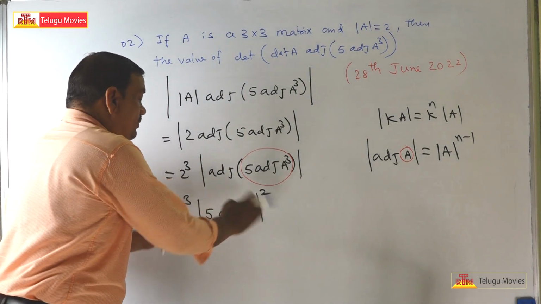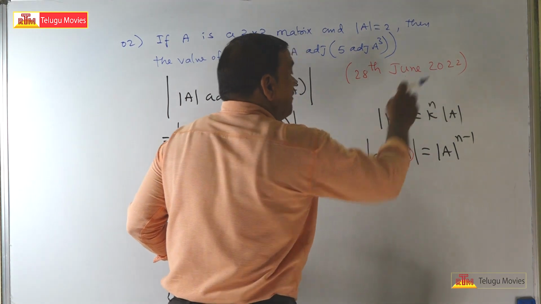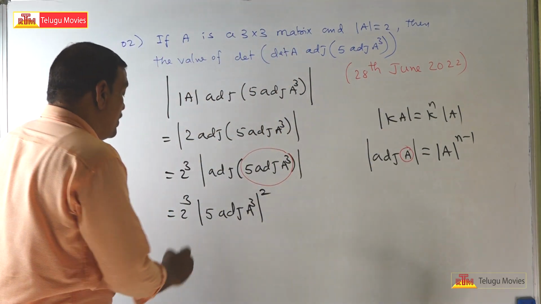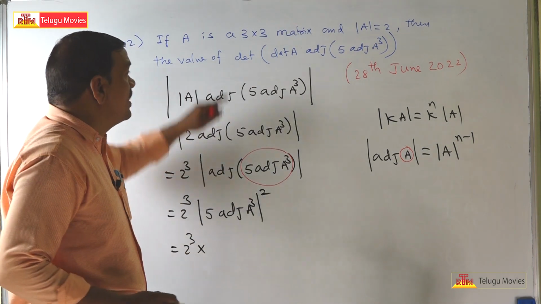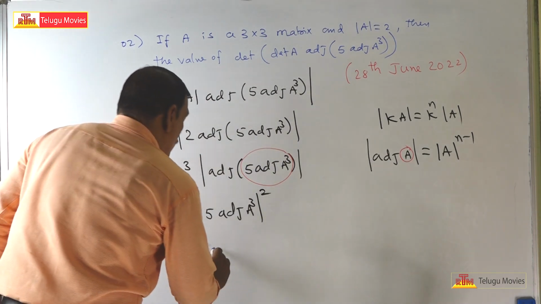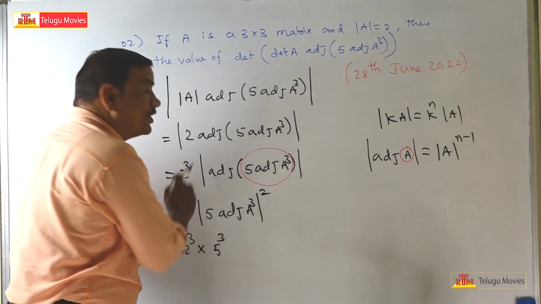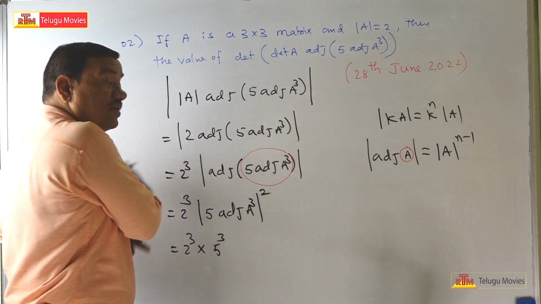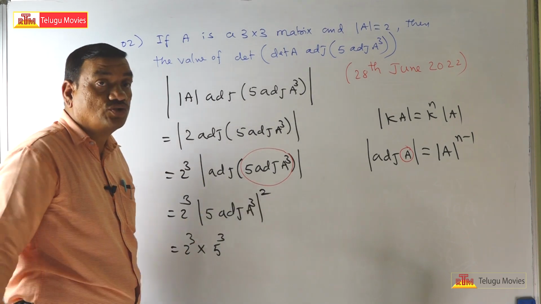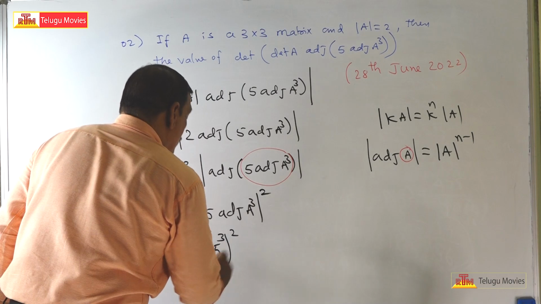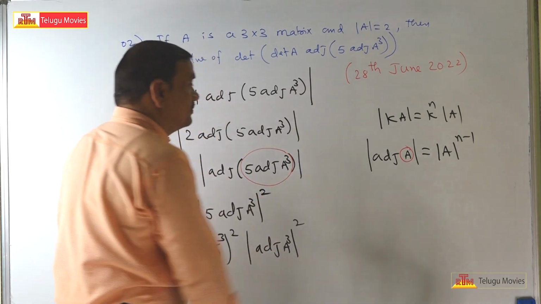Again, forget about 2. I am taking 5 outside. That means k power n. So here also 2 cube into, 5 power n means what? n is equal to how much? 3. That is equal to 5 cube, but here the square is there, no? So up to here only 5 cube. When 2 comes outside, 2 cube. If 5 comes outside, 5 cube. But observe that the square is there. This is whole square. This is again adjoint of A cube whole square.